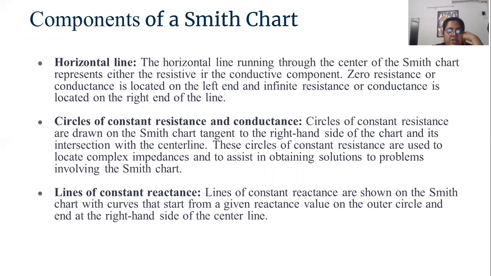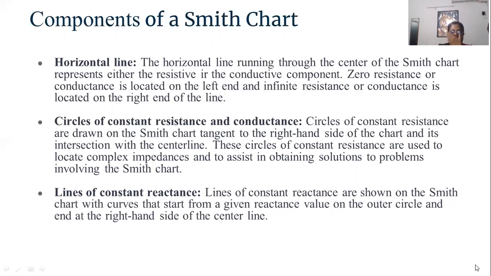Components of a Smith chart. Horizontal line. The horizontal line running through the center of the Smith chart represents either the resistive or the conductive component. Zero resistance or conductance is located on the left end, and infinite resistance or conductance is located on the right end of the line.